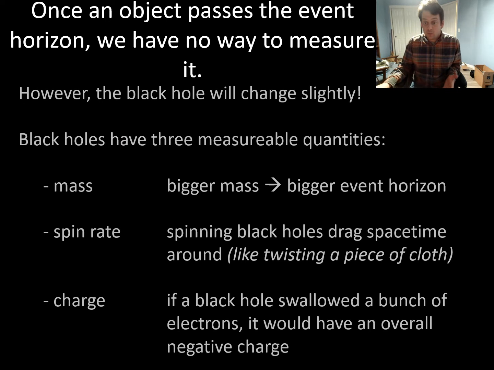So to restate what we've said now a couple of different times, once an object passes the event horizon, we have no way to measure it, and there's a simple reason for that, because in order to measure something, we have to be able to get the information out. And so you can imagine if someone were being sucked into a black hole, as we've said, when they pass the event horizon, they don't notice any particular change. So they can still make a measurement if they like.